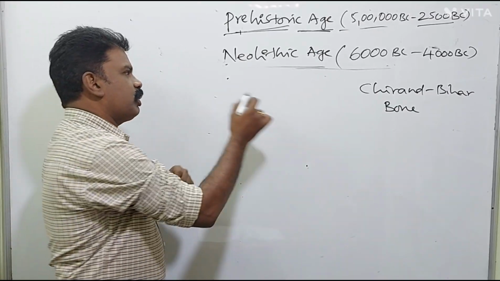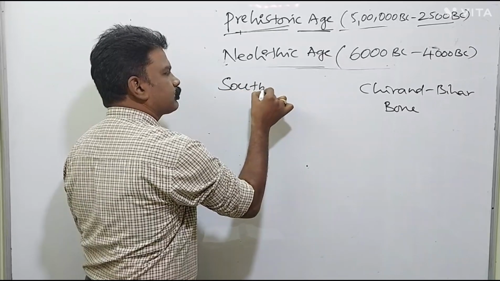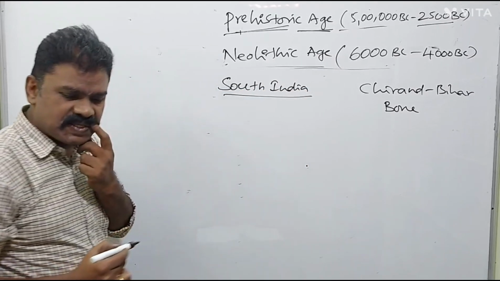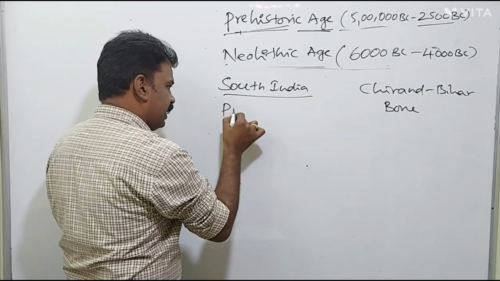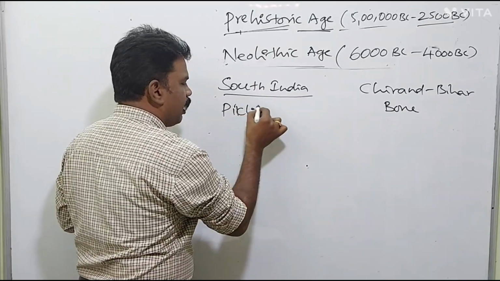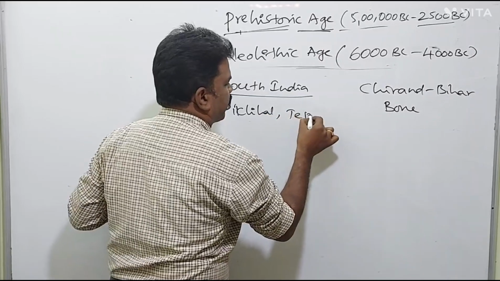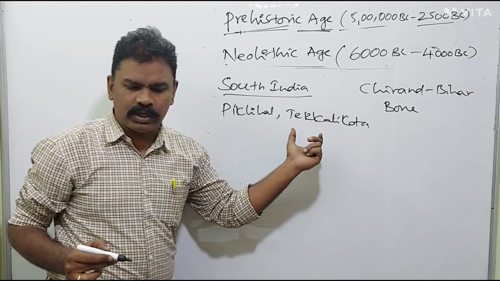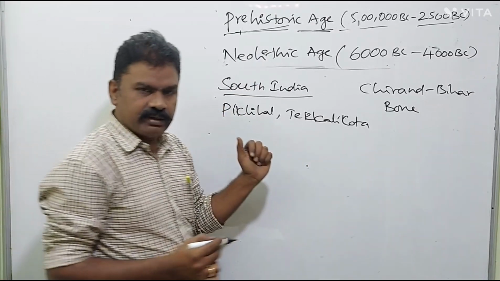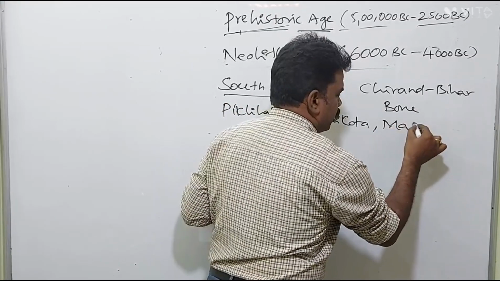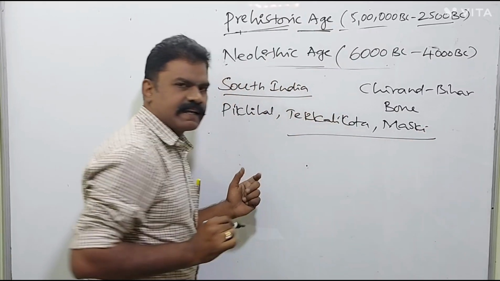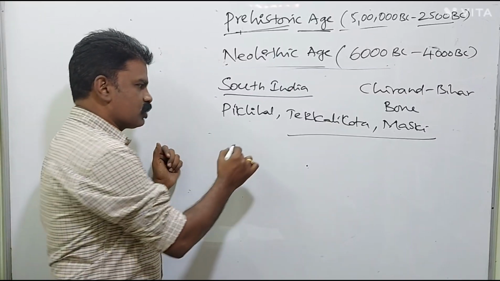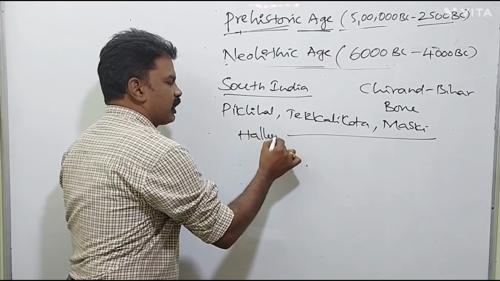Next, coming to South India, we find different Neolithic areas like Piklihal, Tekkalakota, and Maski. These places are found in Karnataka. Hallur is also found in the Karnataka area.